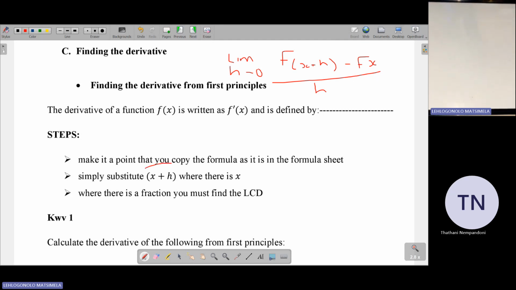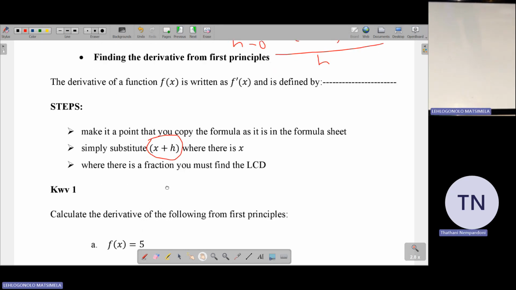Then the second step, we simply substitute wherever there is x, we substitute x plus h. This is what they are talking about here. And then the third step, wherever there is a fraction, you must make sure that you find the lowest common factor, or lowest common denominator, or lowest common multiple on it, so that you can now work with the fraction as it is, and then you continue with the information as they are.